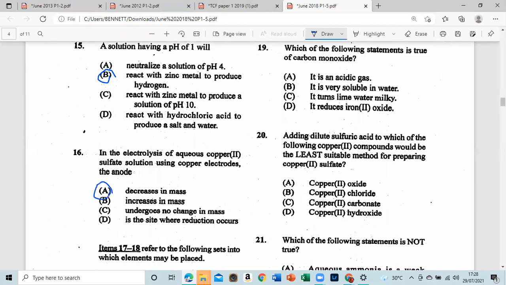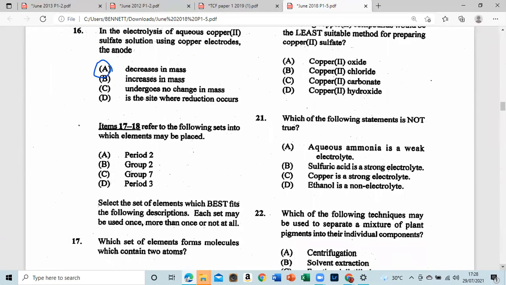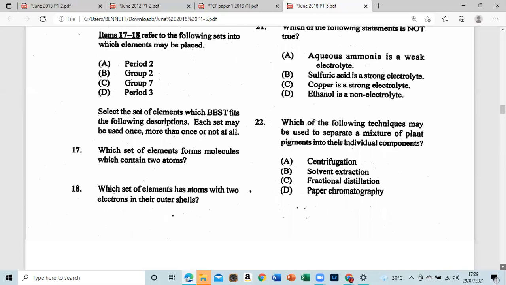On to 17 and 18, and it refers to the following set into which an element can be placed: period 2, group 2, group 7, or period 3. So here are the options at the top. And now it says select the elements which best fit the description. Each set may be used once, more than once, or not at all. Number 17, which set of elements form molecules which contain 2 atoms? So 17 is C, group 7. That's right, it's here, so.